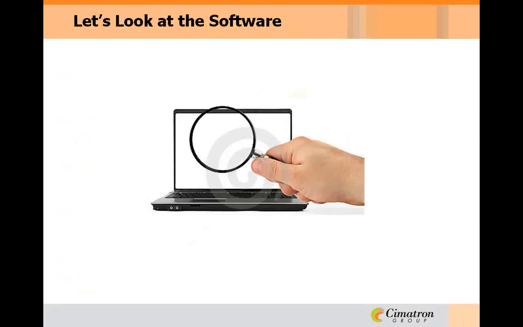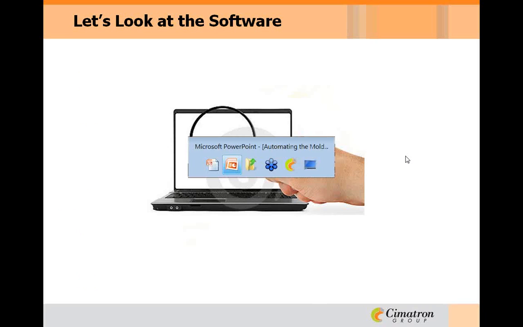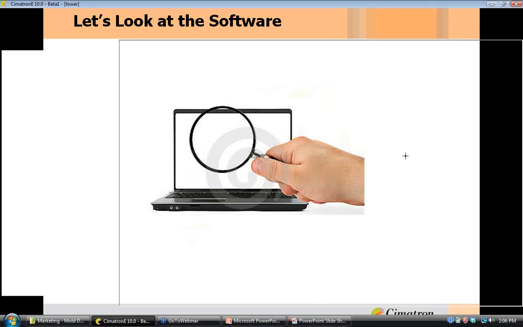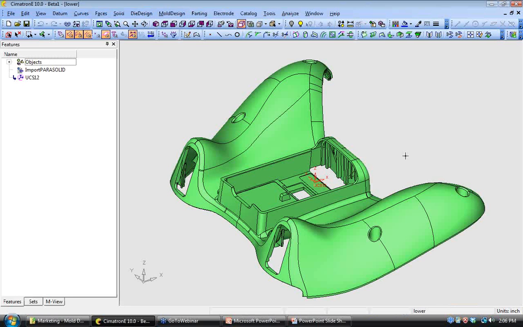So I'm going to turn it over to Dan Branch, and we'll take a look at the software. Thanks, Ralph. Let me bring Cimatron up. Well, to talk about mold design, we need a plastic part. And like Ralph was saying, a CAD system for tooling needs to be able to import all kinds of 3D data. In this case, we've imported a Parasolid file.